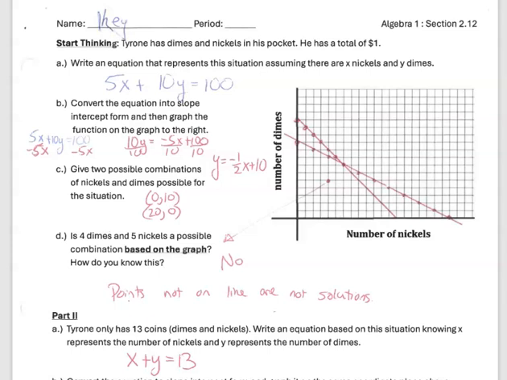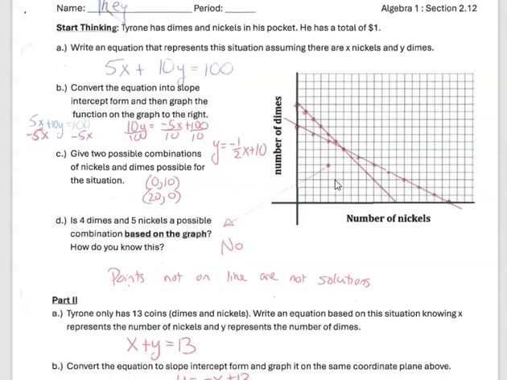And when I look at 5, 4, if you look at my graph, I plotted the point 4, 5. Oops, ignore that. That is not the actual point. It's supposed to be 5, 4. But either way, 5, 4 is not going to be on the line, so it is not going to be a solution.